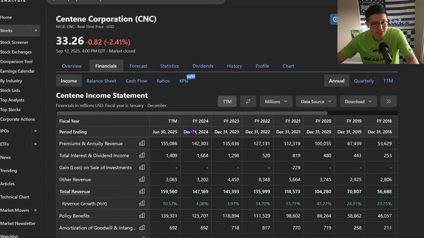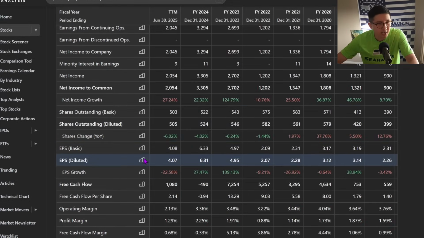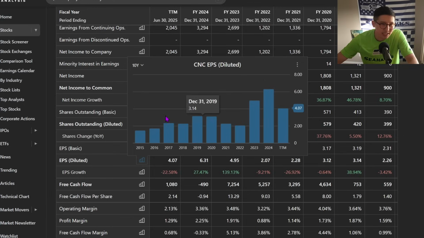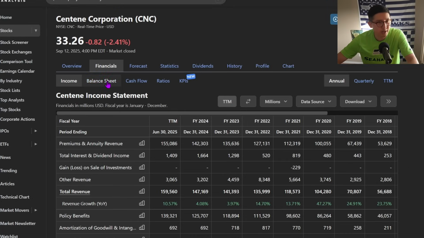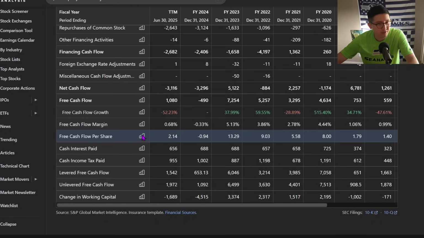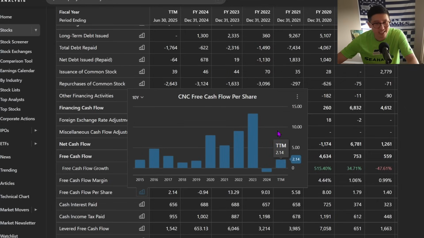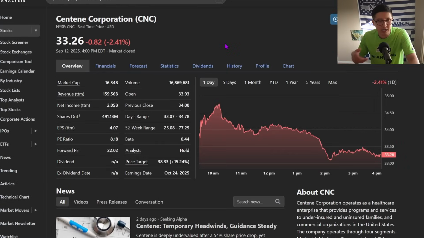Total revenue past 1 year is $159 billion. Take a look at their earnings per share. $4.07 seems to be a little volatile, but not too bad in relation to their revenue growth. And if we jump on over to their cash flow statement to figure out their free cash flow situation, free cash flow per share is $2.14, which is a huge improvement from last year where they were negative 94 cents per share outstanding. So Centene, right off the bat, would be on my radar, and I would want to do further research to see, is this company ugly, hideous, or are they a hidden gem?